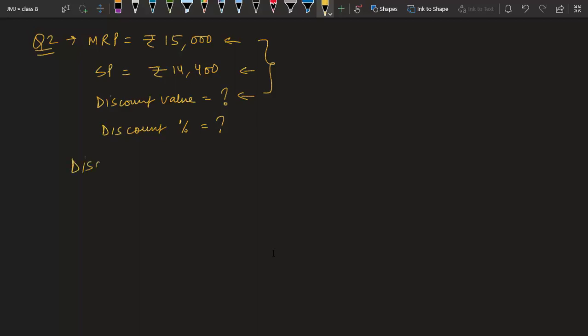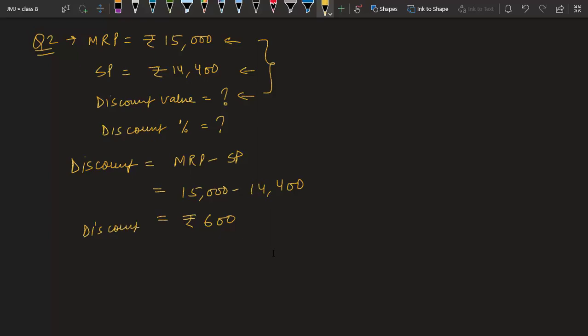Discount value is given by MRP minus selling price. Let us put the value of MRP, rupees 15,000 minus 14,400, and if you subtract you will get 600 as the discount, because 0, 0, 0, 10 minus 4 is 6, and then you have got all the things. So discount is rupees 600.